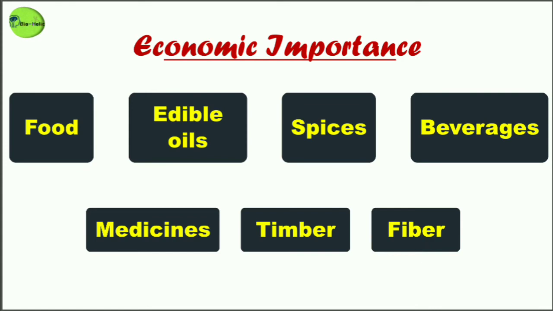Beverages like coffee, medicines like quinine, belladonna, ashwagandha, etc. and timber. So many angiosperms, particularly dicotyledons, yield valuable hardwood which is used as timber. Okay? And finally is fibers, where fibers of different qualities are obtained from various species of flowering plants like cotton. Okay? So these are the economic importances of the angiosperms.